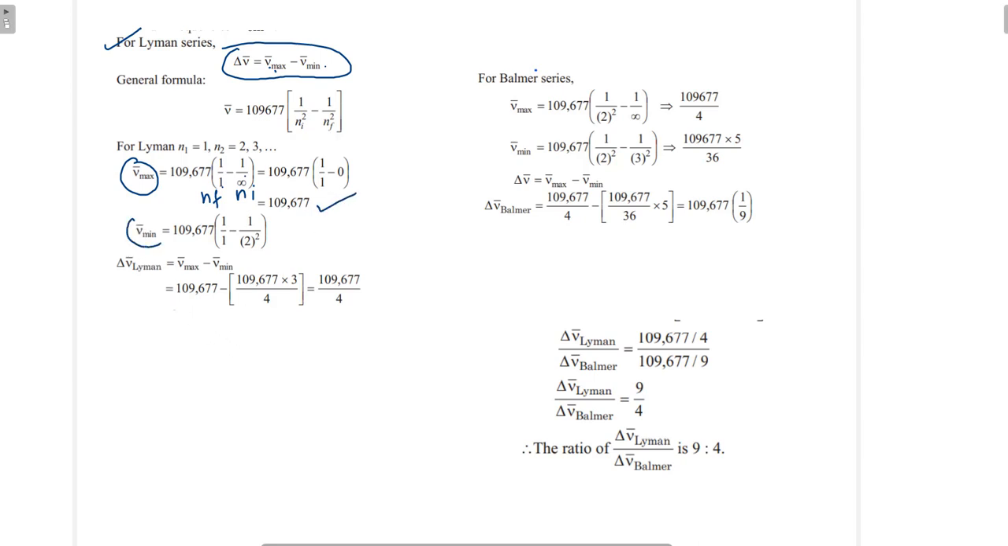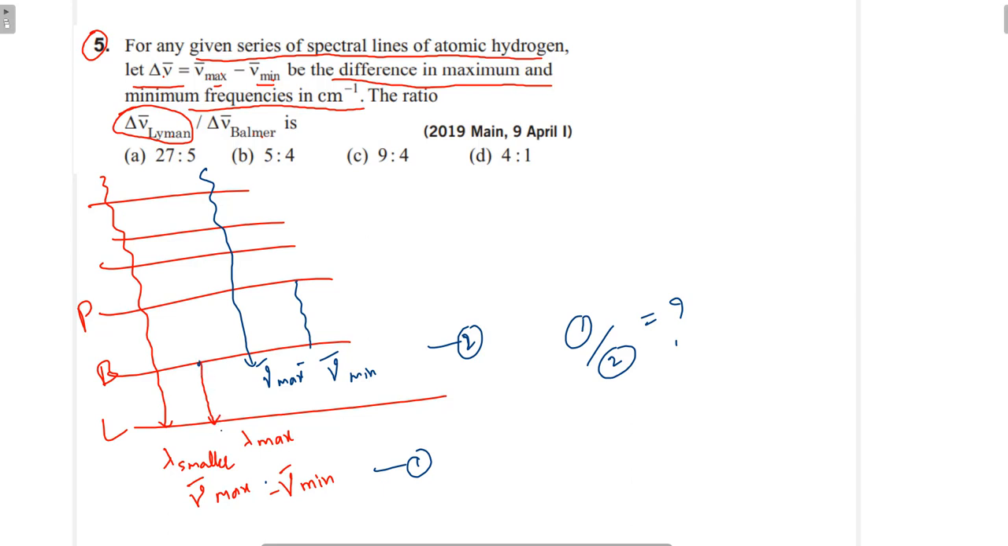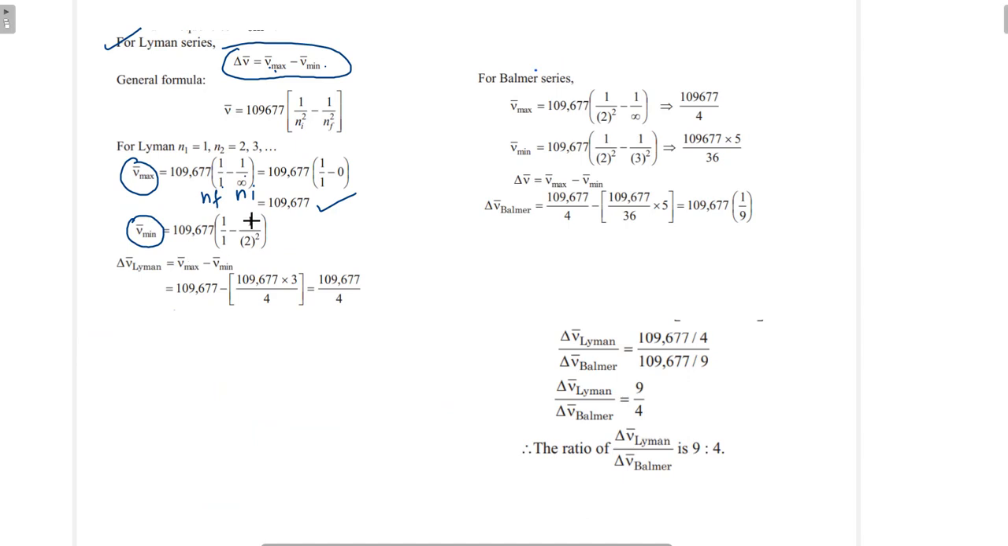Next, nu bar minimum कब? Nu bar minimum is just from the second level, just from the next level. So initial is 2, final is 1. Just apply those values, you will get one more value. Next, you have to do subtraction, maximum minus minimum. This is the value, so finally you are getting this for Lyman series.